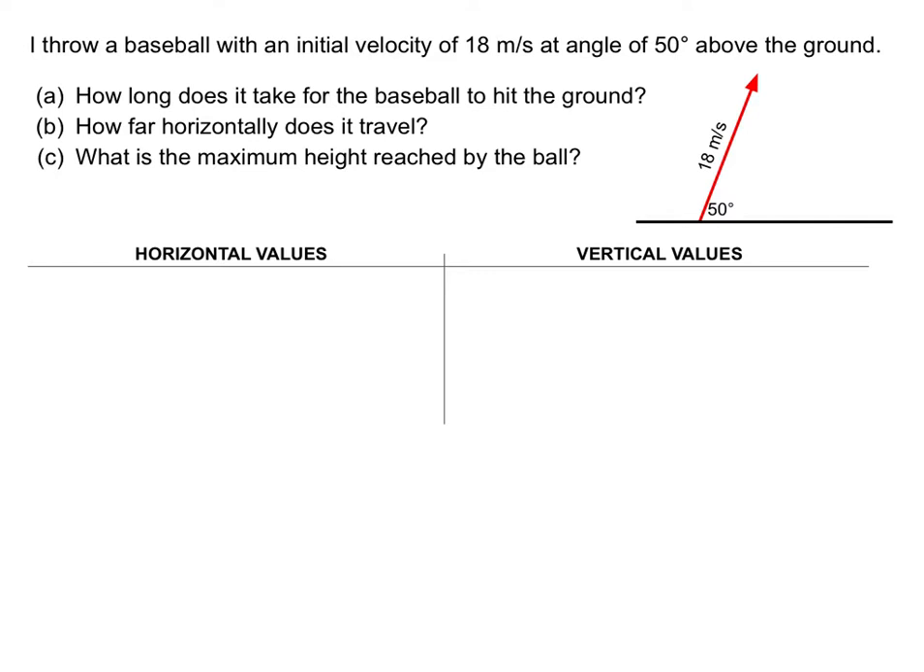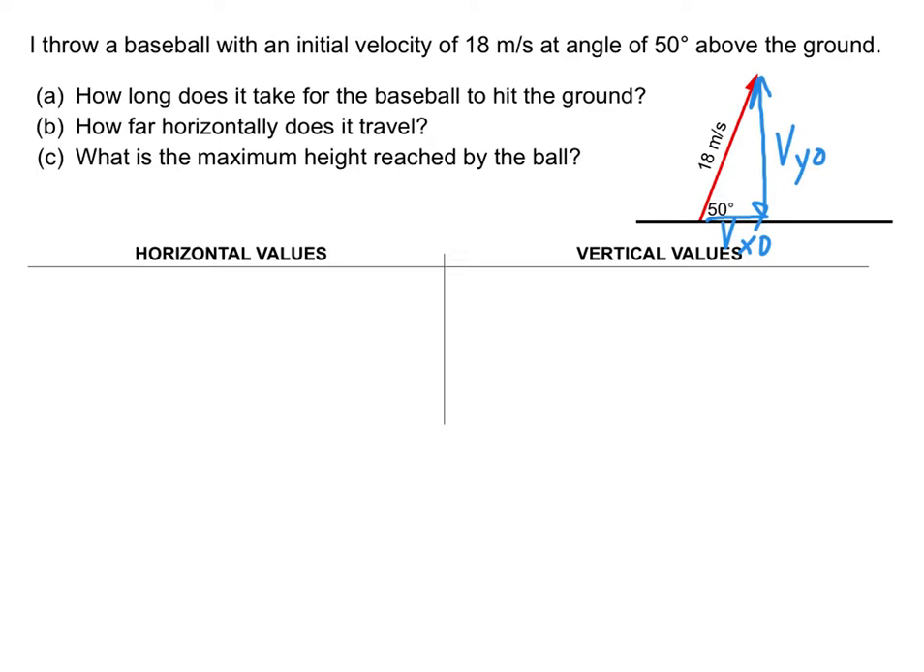What's kind of crazy about this particular problem is none of the information that's given is actually in the x or the y direction. It's all at an angle. So the first thing we need to do is take this 18 meters per second and break it apart. We're going to think of that red arrow as the hypotenuse of a triangle. And we're going to need to find this piece here, which is in the x direction, and this piece here, which is in the y direction.